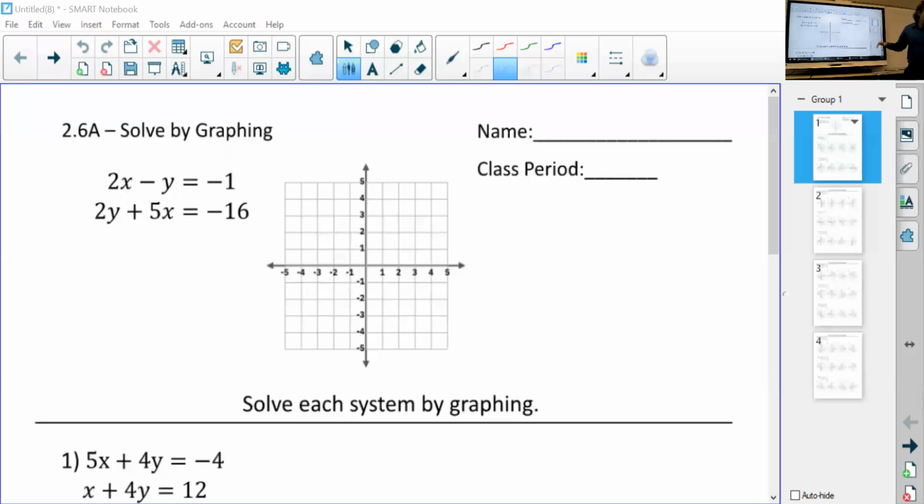Okay, so this week and next week we're going to be solving systems of equations. We're going to be here a while, so hopefully we get pretty good at this. There are three different ways we can solve systems of equations.